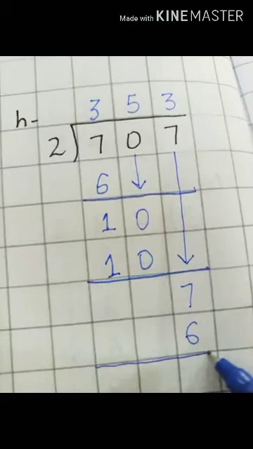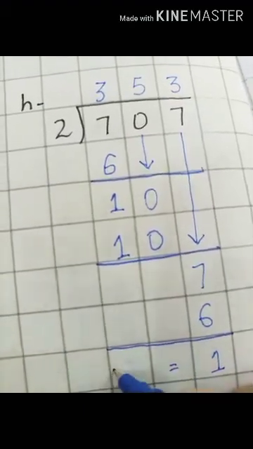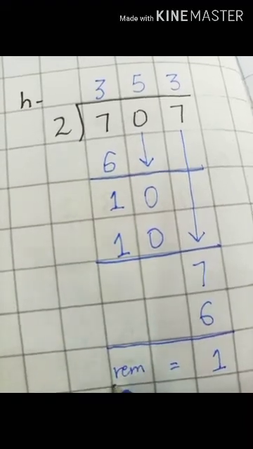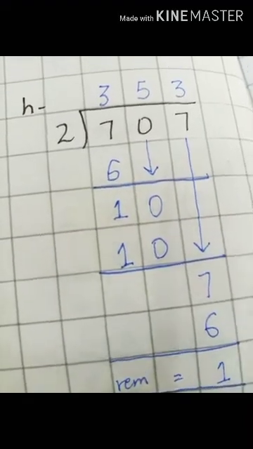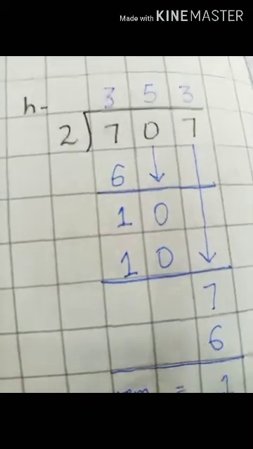Next step is subtraction. 7 minus 6 is 1. This one is smaller than my divisor, so it will be my remainder. Look students, our quotient is 353. Next is part I. So students, let's compare it and start our division.